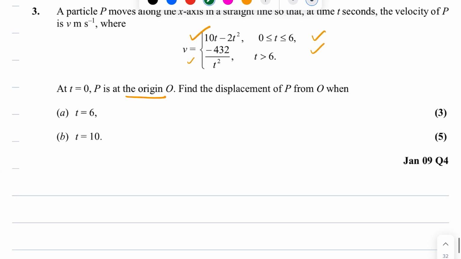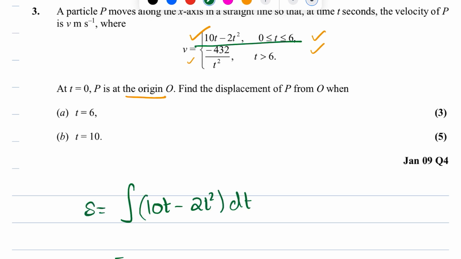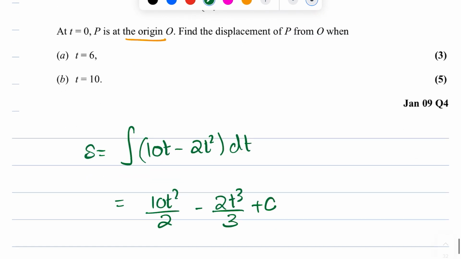Coming to question number 3. Velocity is given for two different times, 0 to 6 seconds and greater than 6 seconds. At t equal to 0, P is at the origin. Find the displacement of P when t equals 6 seconds. So 6 seconds means I should take the first equation and find the integral of 10t minus 2t square dt.